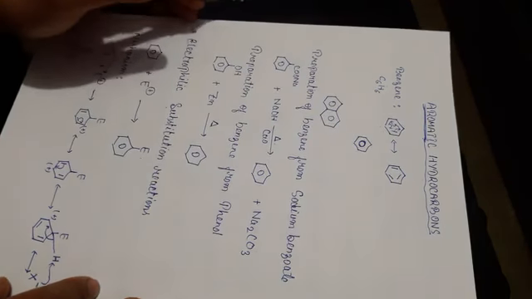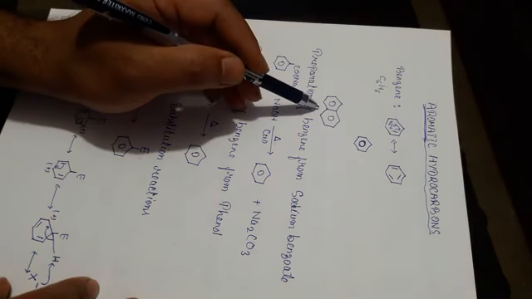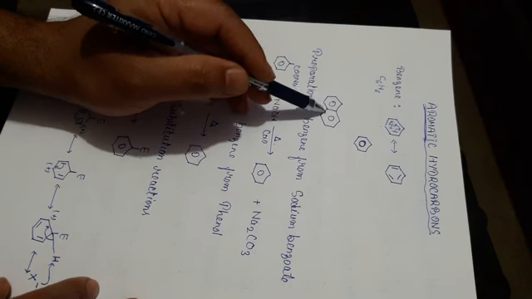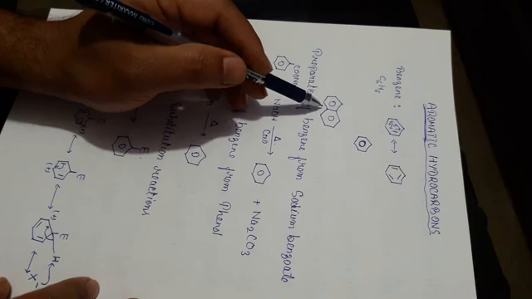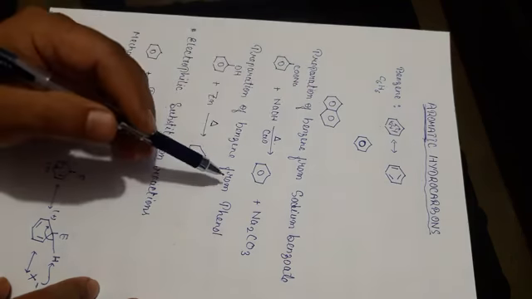So another example of aromatic compound is naphthalene. This is an example of 2 benzene rings fused together, and the name of this compound is naphthalene. This is also aromatic. So now let's discuss benzene in more detail.